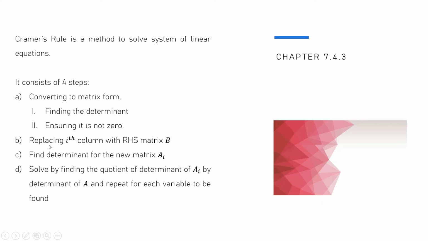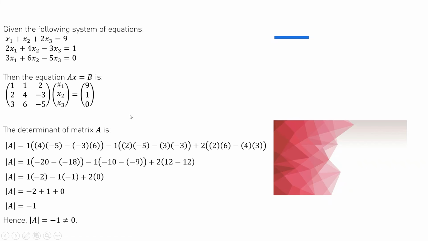Then we need to replace the ith column with the right hand side matrix B, which means that we replace each column of the original matrix A with the answer matrix B in turn. Then we find the determinant of the new matrix Ai and solve by finding the quotient of the determinant of Ai by the determinant of A, and repeat for each variable to be found. This might sound a bit confusing, so let's look at an example.